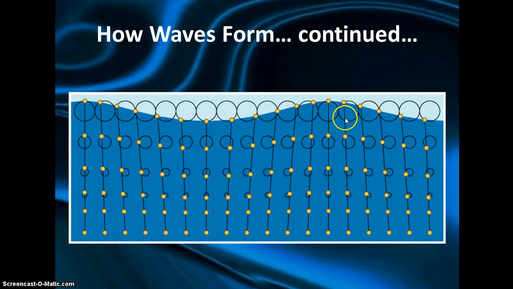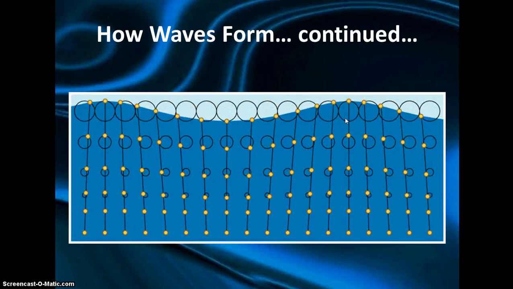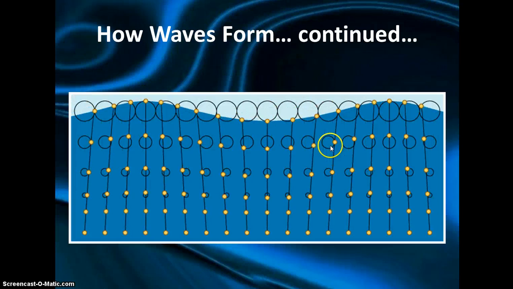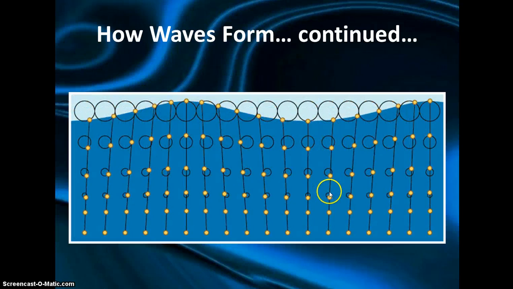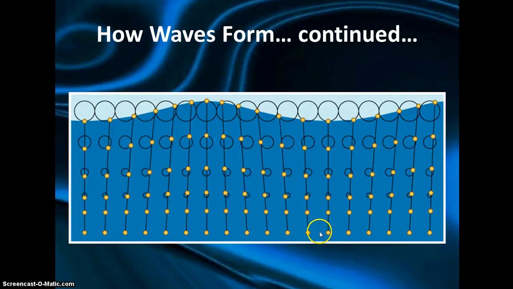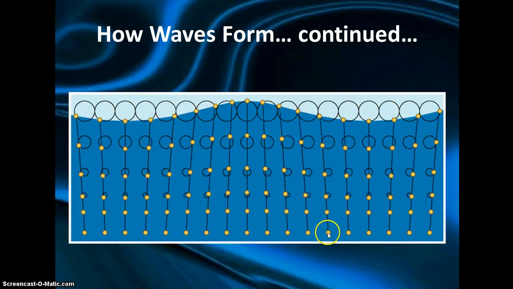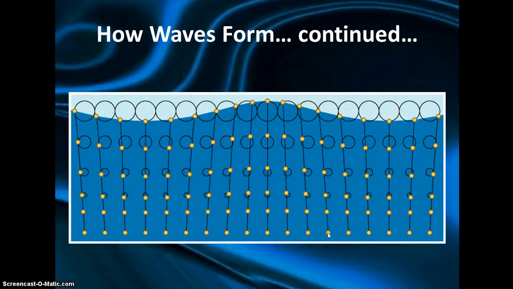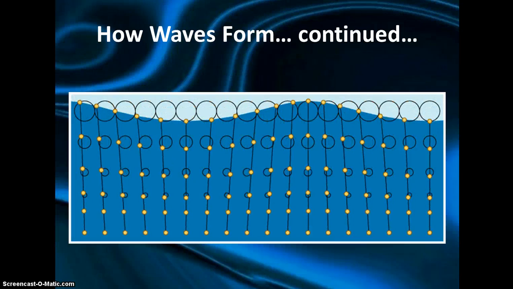It's going up and down in a circular motion. As you go down, that motion gets smaller and smaller and smaller. So you would see that the red dotted line would be right here at that bottom yellow circle. But that's where the motion stops.